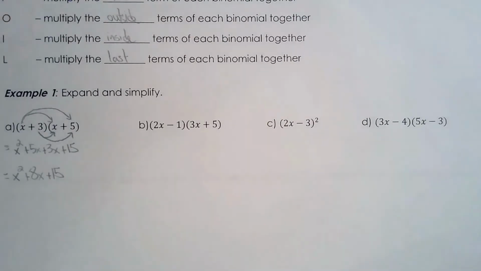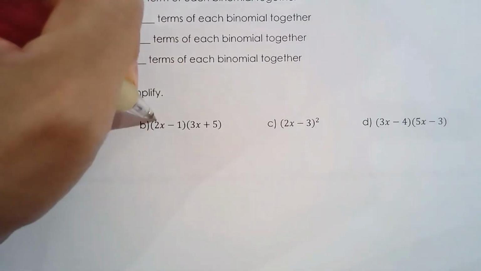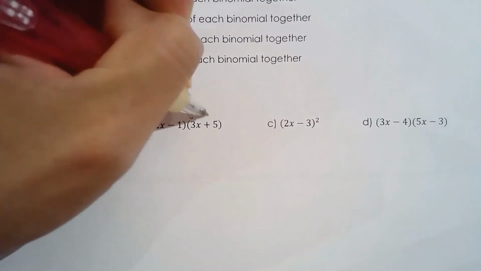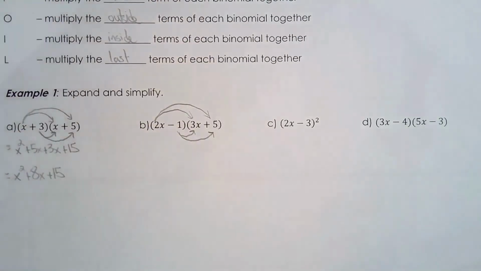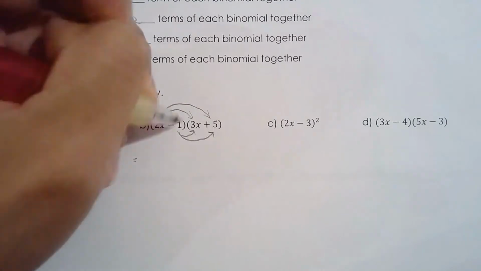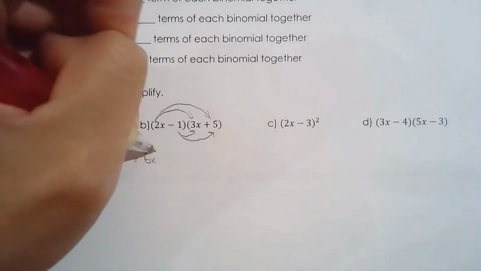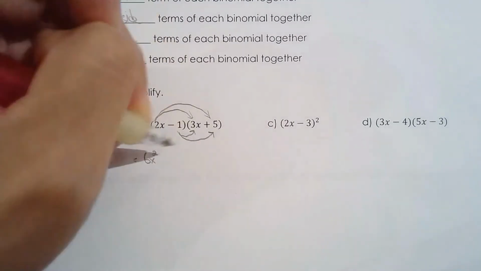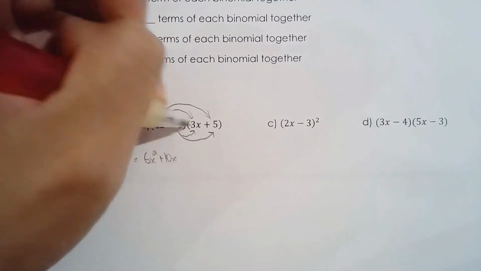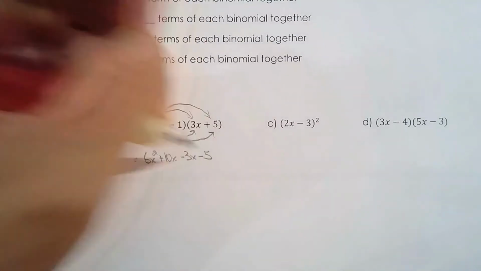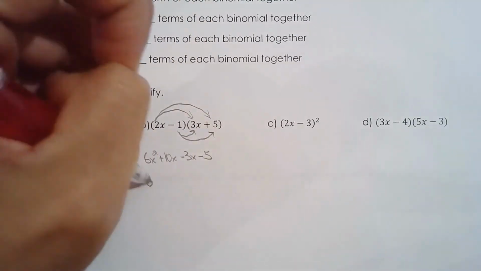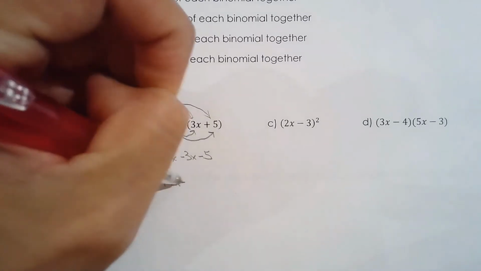All right. So let's expand this. I'll draw the arrows again. Okay. First, outside, inside, last. So 2x times 3x is 6x squared. 2x times 5 will be 10x. Negative 1 times 3. Ooh, be careful. Negative times positive, negative. Negative 1 times 5, negative 5. Collect your like terms, 6x squared plus 7x minus 5.